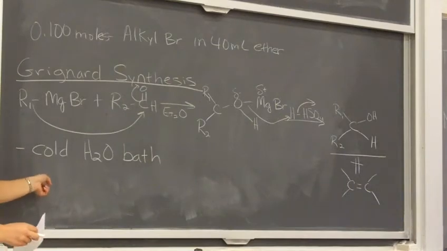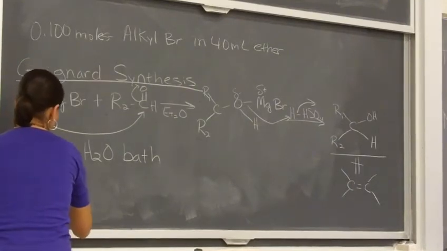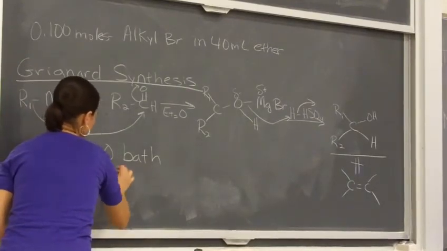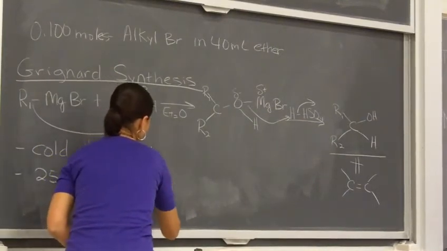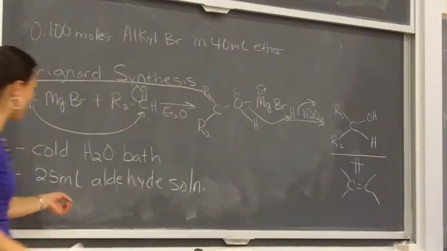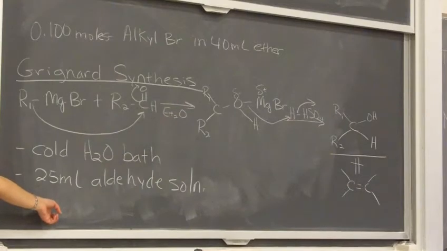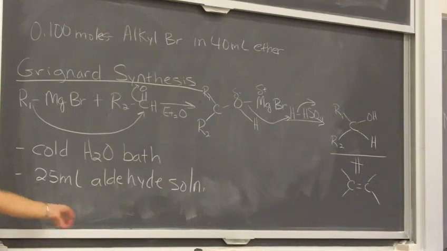So cold water bath, we are still not stirring yet. Okay? Then you're going to get 25 milliliters of the aldehyde solution for your particular aldehyde. Okay? And this is already made up in bottles in the hood. All right? So you don't make this solution. This is made up for you. The 25 milliliters of aldehyde solution is going to go into your separatory funnel again. We're going to use it as an addition funnel again. So make sure the stopcock is closed.